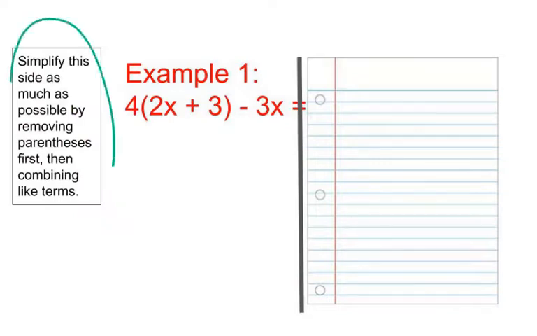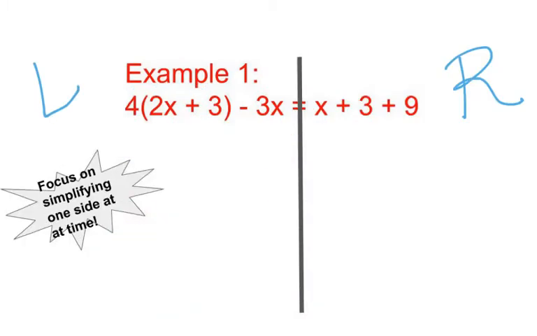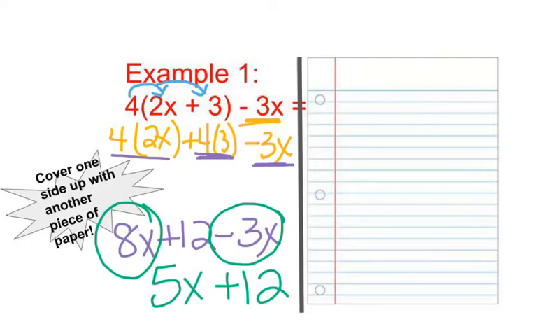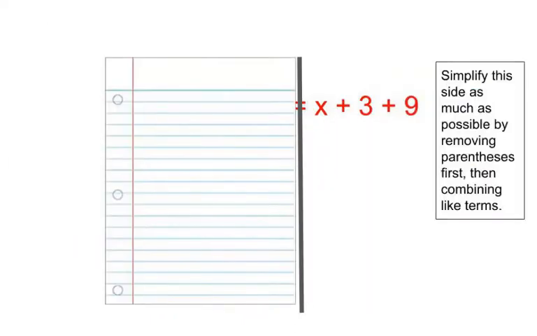So you can see that step is written on yours: simplify each side as much as possible by removing parentheses first, then combining like terms. And we did that. We went all the way down, and we did everything on the left-hand side we could to take parentheses away and to combine like terms. We're also going to do that on the other side.